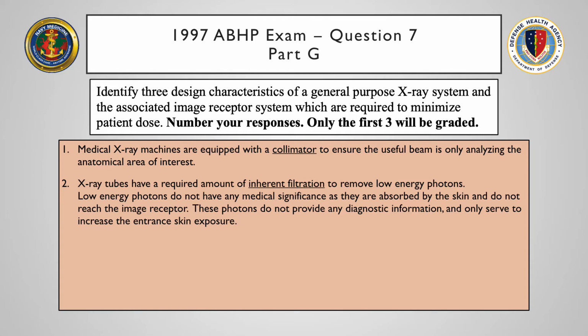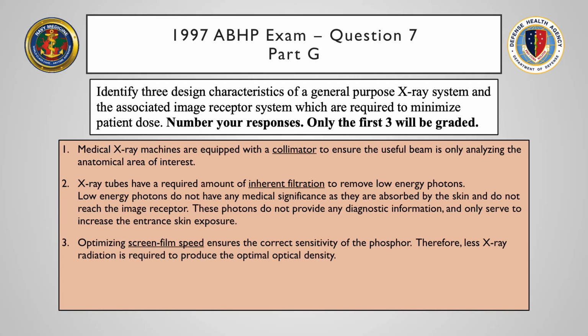3, optimizing screen film speed. It ensures the correct sensitivity of the phosphor. Therefore, less X-ray radiation is required to produce the optimal optical density.